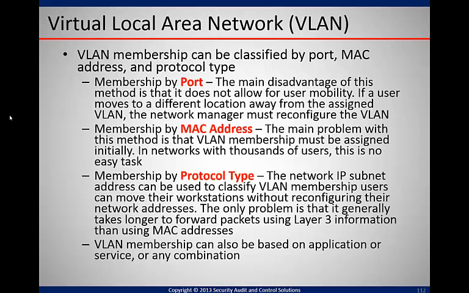The main problem with this method is that the VLAN membership must be assigned initially. In networks with thousands of users, it's not an easy task. Administration is high. Membership by protocol type. The network IP subnet addresses can be used to classify VLAN membership, so users can move their workstations without reconfiguring their network addresses. The only problem is that it generally takes longer to forward packets using layer 3 information than using MAC addresses. VLAN membership can also be based on application or service or any combination of the above.